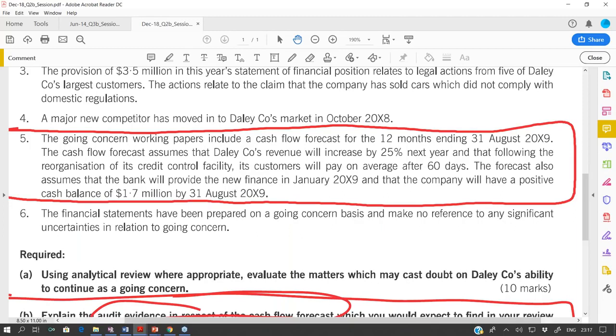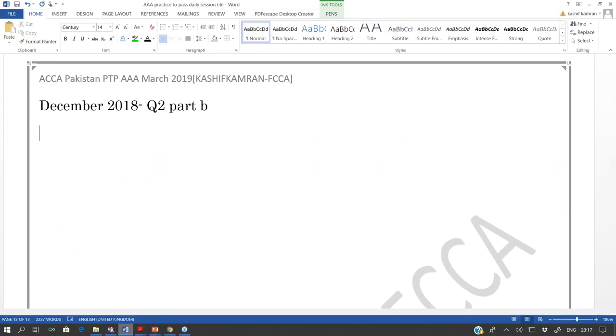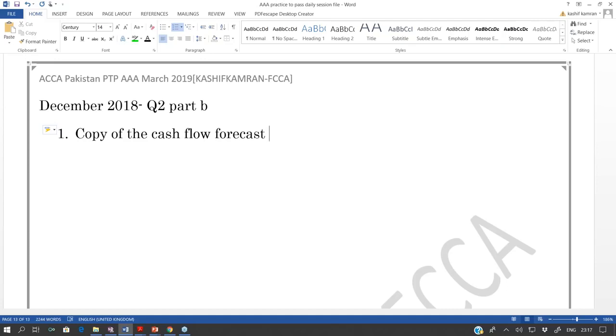Now, just be quick. The going concern working papers. I'm reading point number 5. The going concern working papers include a cash flow forecast. So what will be in my file? Will I have a copy of the cash flow forecast in my file as the first evidence? Copy of the cash flow forecast. Will that be in my file as the first document?